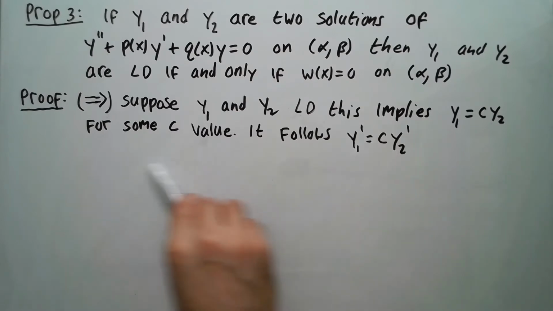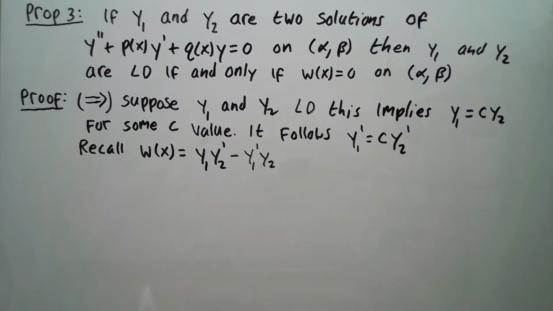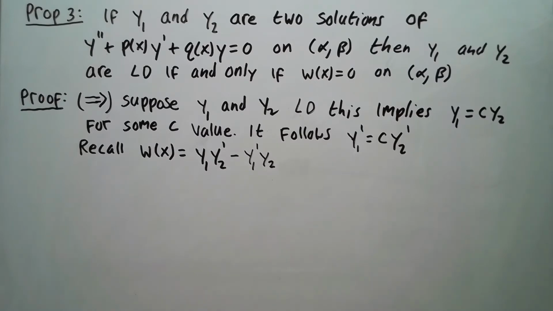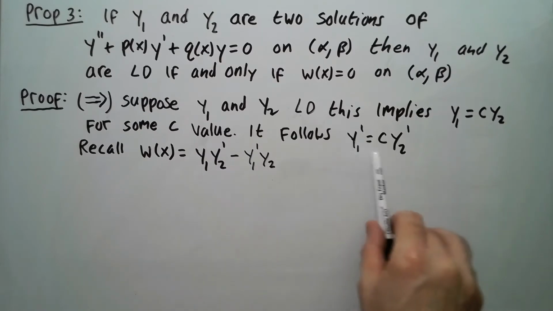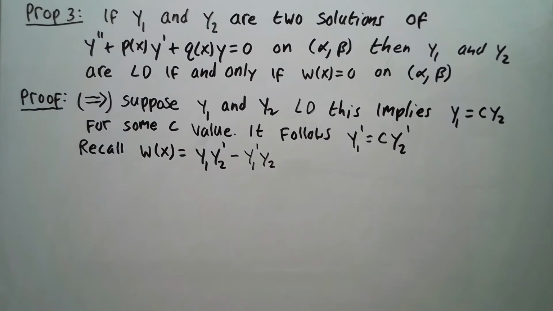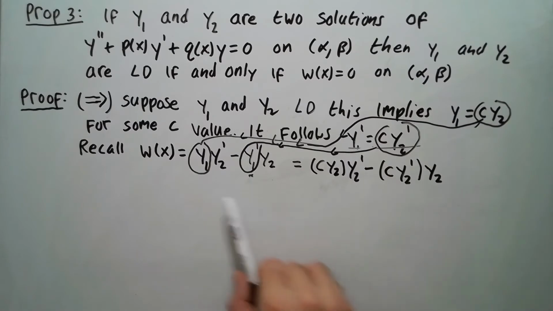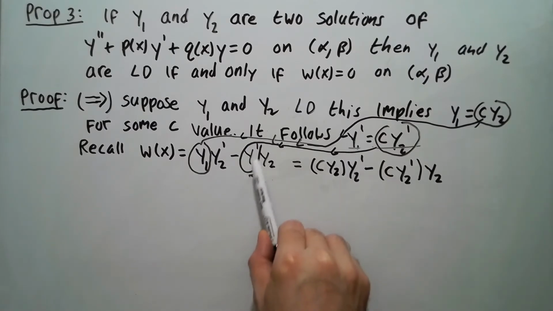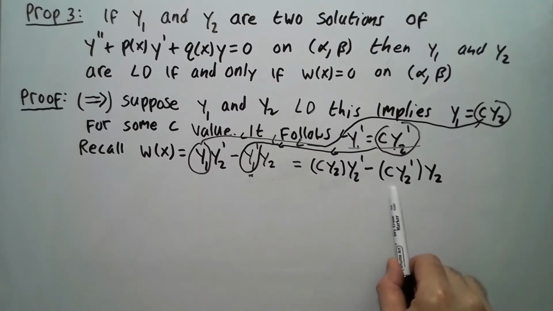Now let's recall the definition of Wronskian. Let me write it here. So here's my definition of Wronskian. It's y1 y2 prime minus y1 prime y2. Now we're going to make the substitution for y1. We'll write c y2 in place of y1 here and c y2 prime in place of y1 prime here. So doing that we get then, making the substitutions for y1 here as c y2, which I've done here, and in place of y1 prime writing c y2 prime here. So you can see right here this becomes 0.